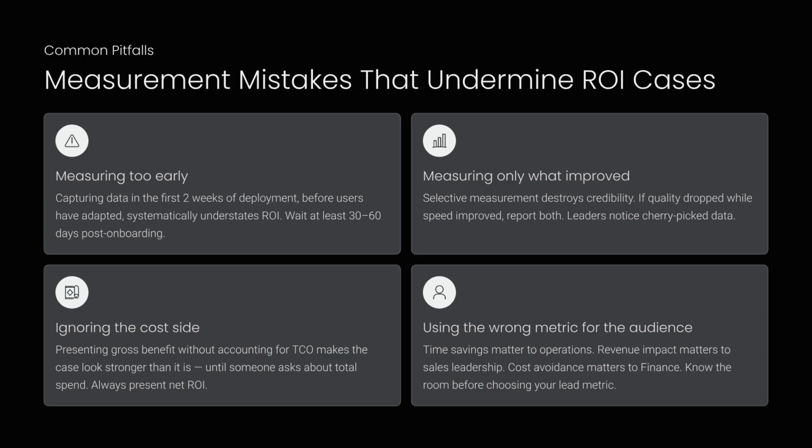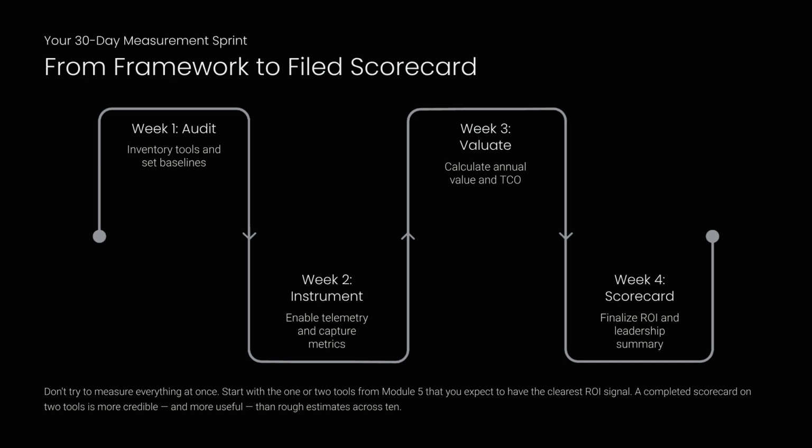Even with a framework, common pitfalls can undermine your ROI cases. For instance, measuring too early before users have adapted will understate performance. Always wait at least 30 to 60 days post-onboarding before declaring results. Avoid cherry-picking your data. If quality drops while speed improves, you must report both. Leaders will notice selective reporting, which destroys your credibility. Transparency is key to maintaining trust in your metrics.